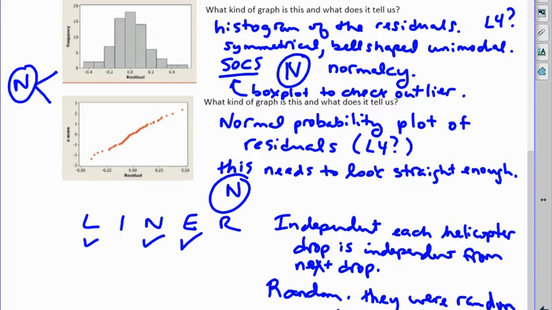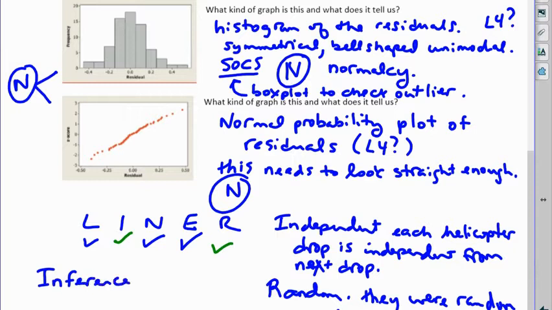In the testing. So I would say that was fulfilled. So that actually does indeed fulfill all the conditions for inference. So we can actually do inference about the regression model.